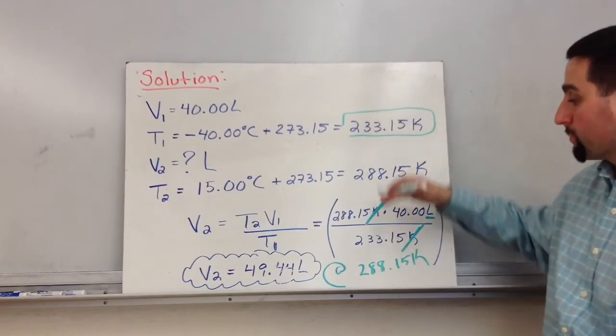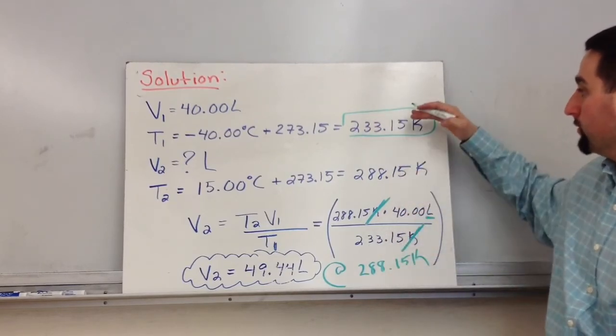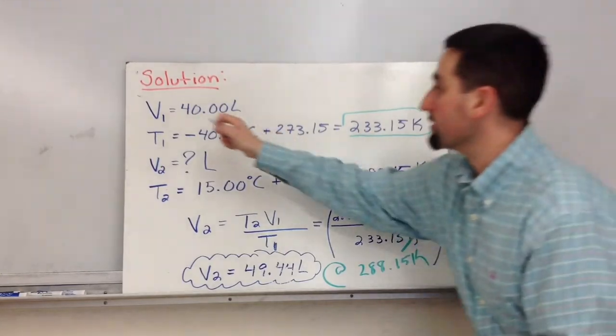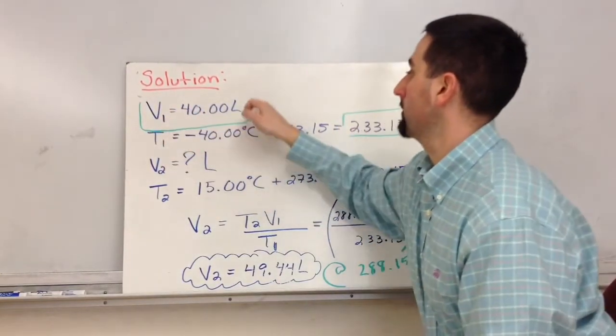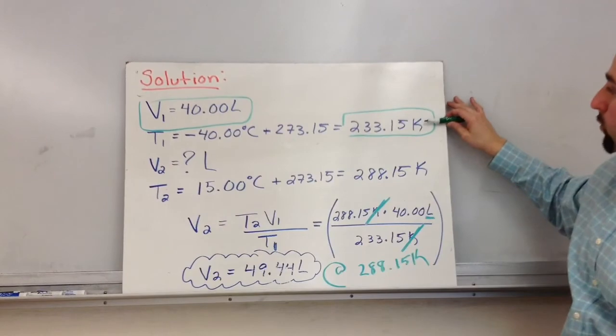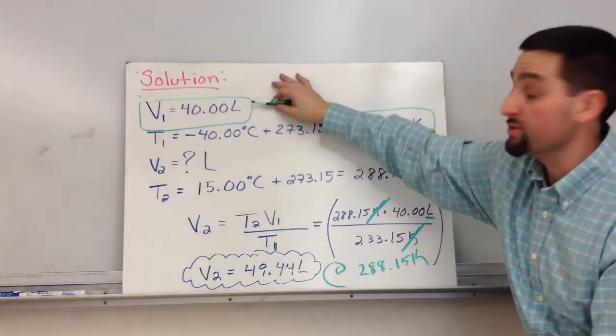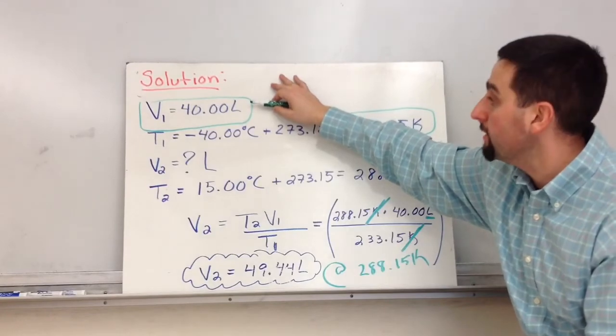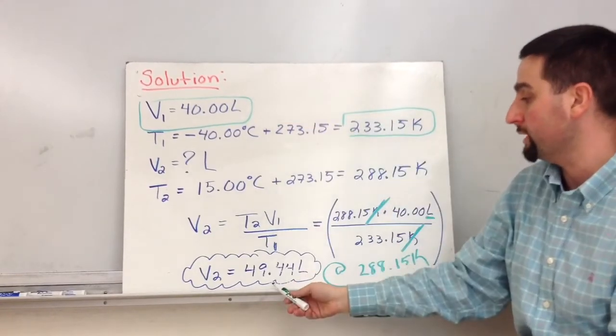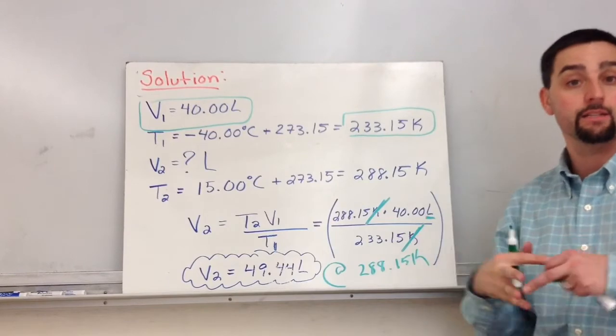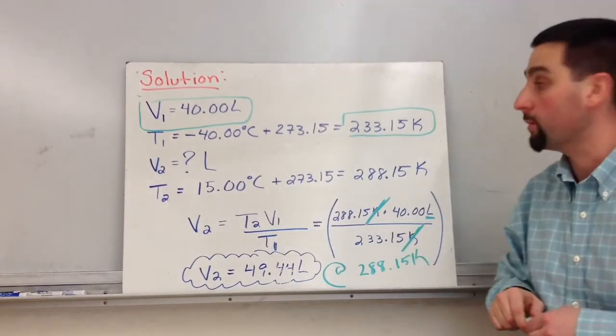And since it's a direct proportion, if my temperature has increased, so does my volume. If this gas is getting warmer from 233 Kelvin to 288, its volume is also going to increase. You see that? From 40 liters to 49.44. So this gas is expanding. It's getting warmed up.